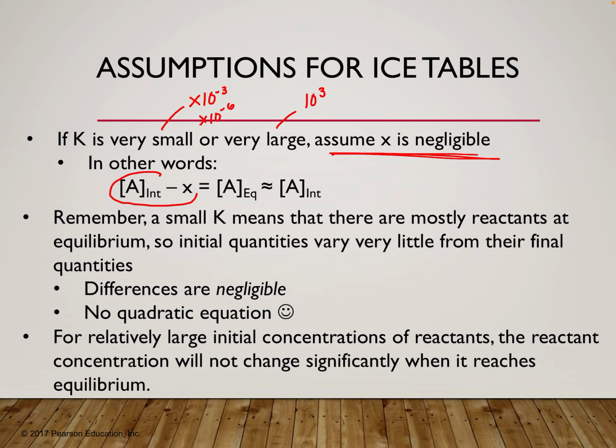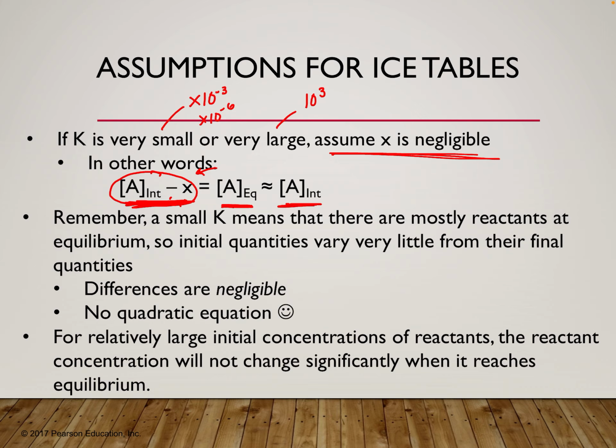So that means that this, right, if we have an initial concentration and we're subtracting x, that change in concentration is so small that our equilibrium concentration is essentially the same as our initial concentration. If you think about sig figs, that's where this comes into play. If we think about significant figures, usually when we do the subtraction here, this x is so small that it makes it the same when we round for significant figures.